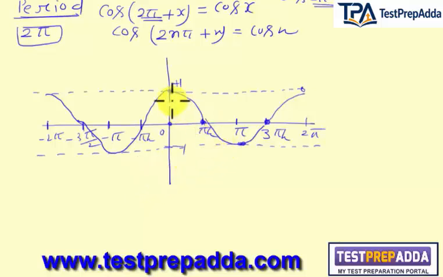Okay, so here also in the same manner you can see the graph repeats. The graph repeats after 2 pi of interval. So 2 pi is the period, and this is the graph of y is equal to cos x.